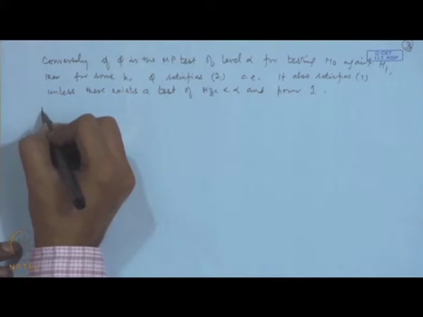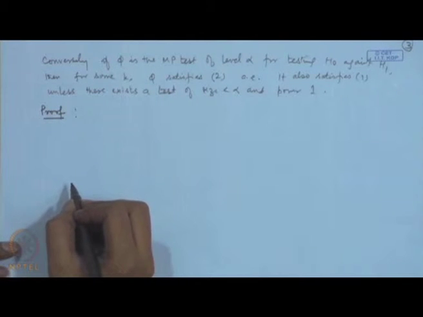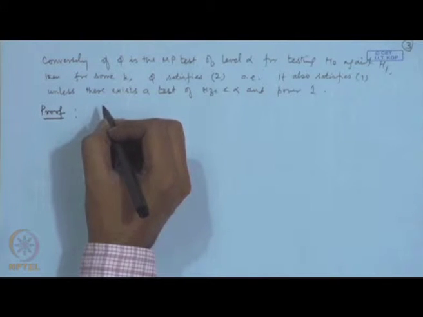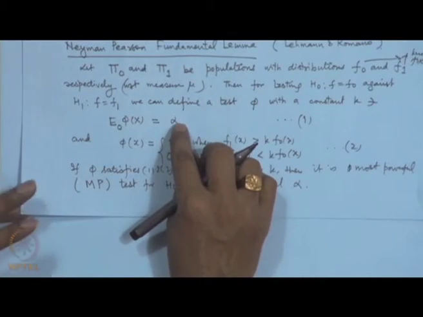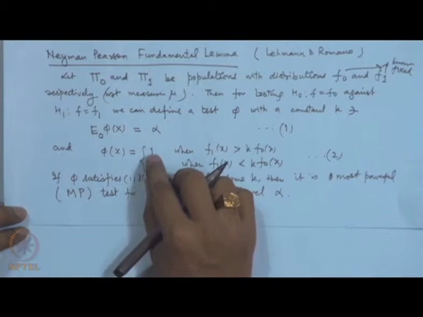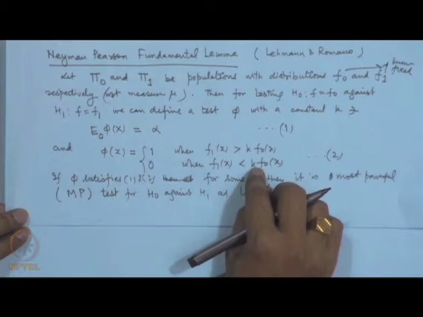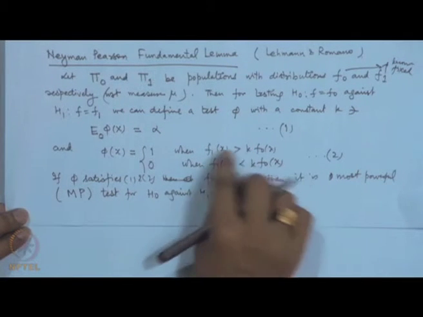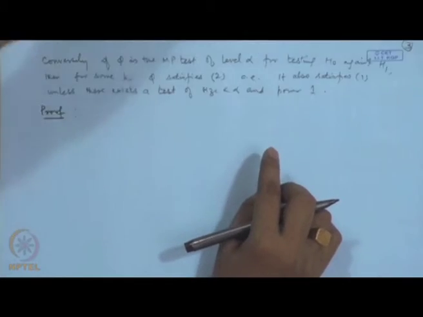Let us look at the proof of this. I have followed the steps similar to Lehman and Romano. So, let us consider, say, if I consider alpha is equal to 0. If alpha is equal to 0, that means we should always accept H naught. If we always accept H naught, then we can take k to be infinity as a convention. If I take alpha is equal to 1, then we should always reject and then we can take k as equal to 0. Therefore, these two cases are trivially true.